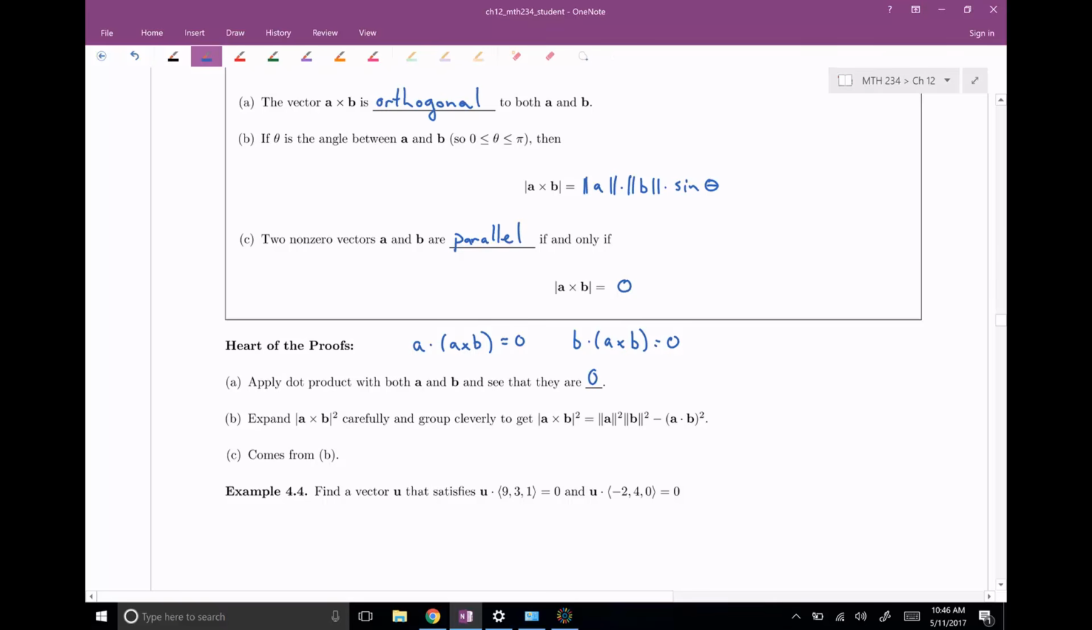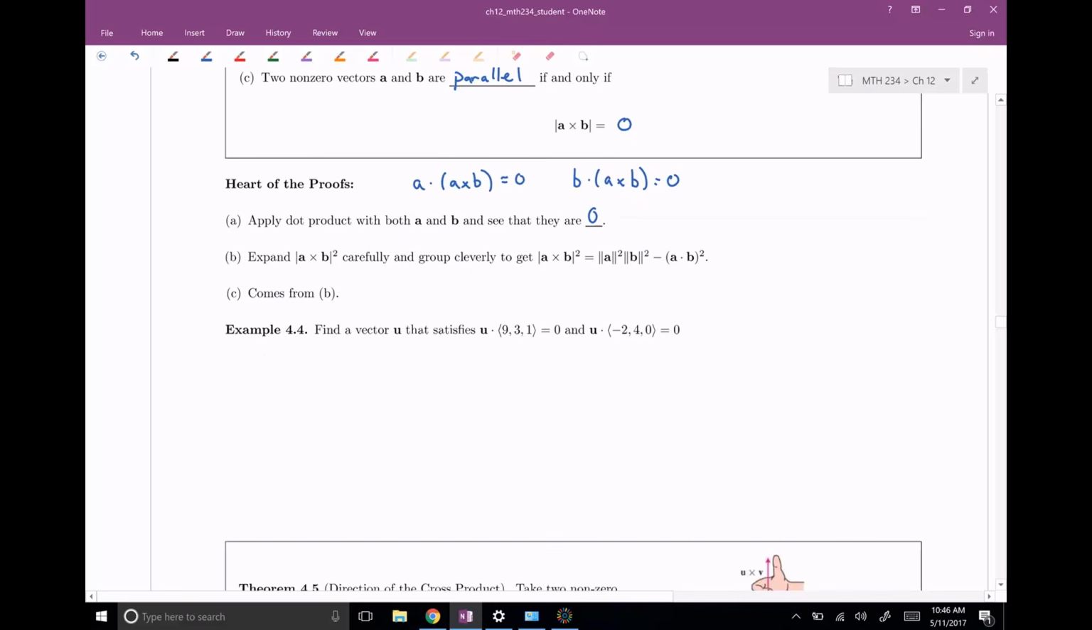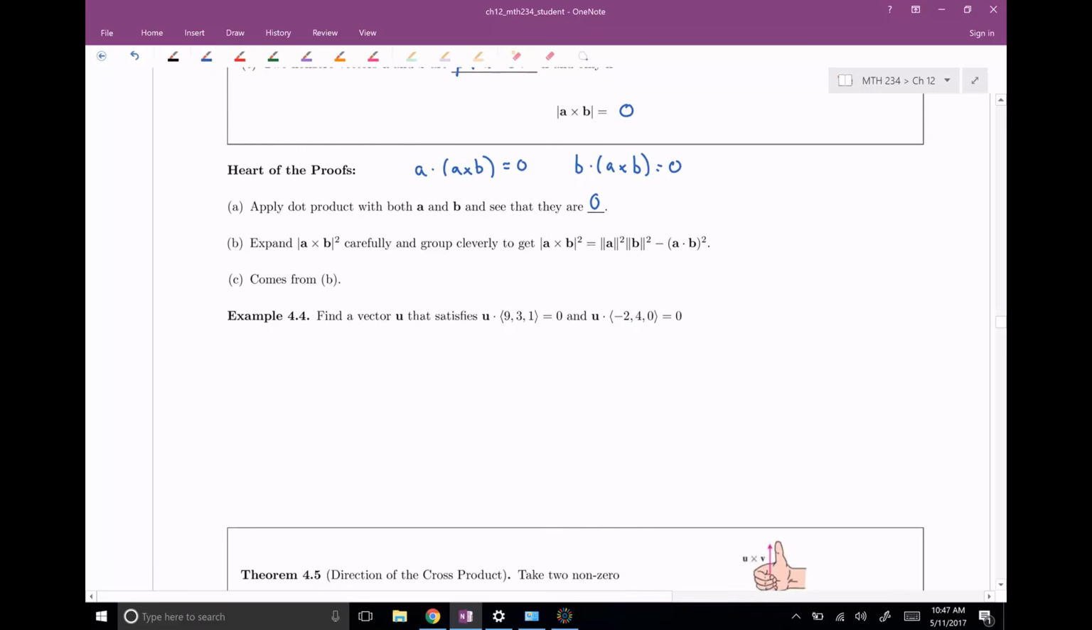Okay, let's try this. Find a vector u that satisfies u dot <9, 3, 1> is equal to 0 and u dot <-2, 4, 0> is equal to 0. So you're trying to find one vector that is perpendicular, meaning the dot product is equal to 0. You want a vector that's perpendicular to <9, 3, 1> and perpendicular to <-2, 4, 0>. But that's exactly what the cross product does. This is a different phrasing to say, hey, take the cross product. The cross product has this property. So that's what we're going to do here.